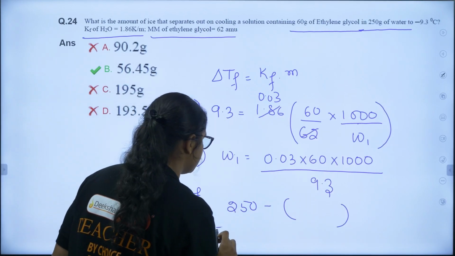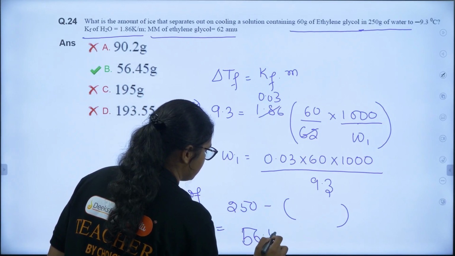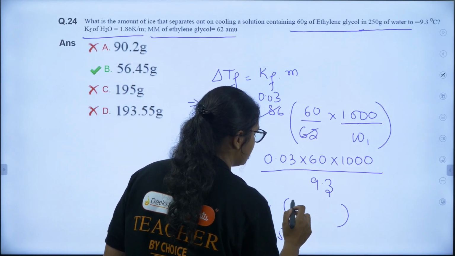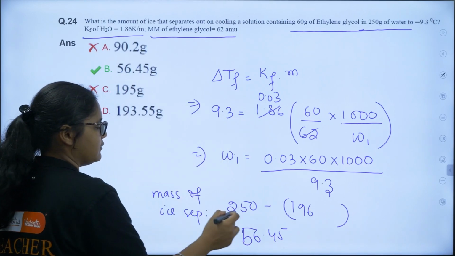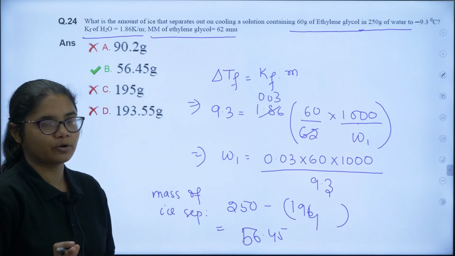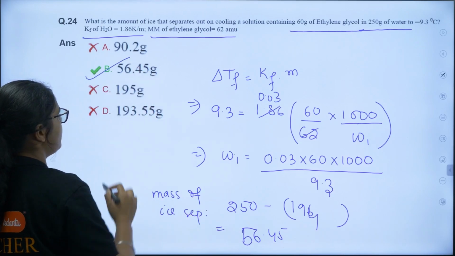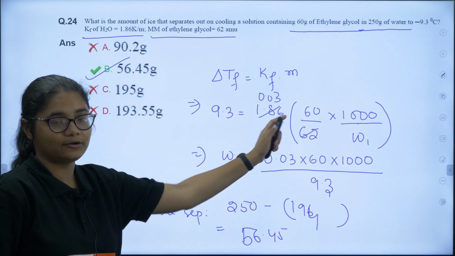So now if you calculate this, you will be getting around 194 something, and the final value will be getting around 56.45 something. So the correct answer will be option number B. So this part you have to know, how to subtract. You cannot put there 250 grams.